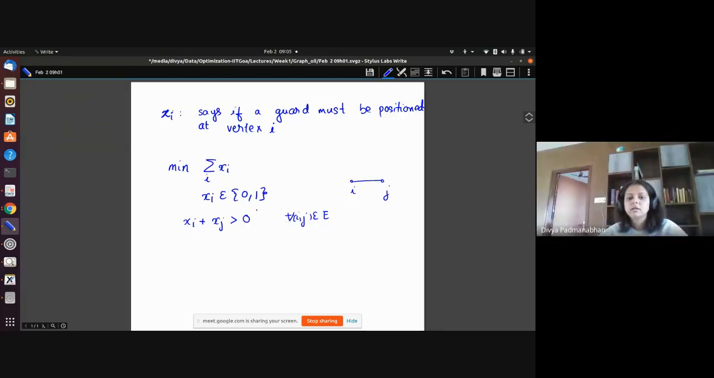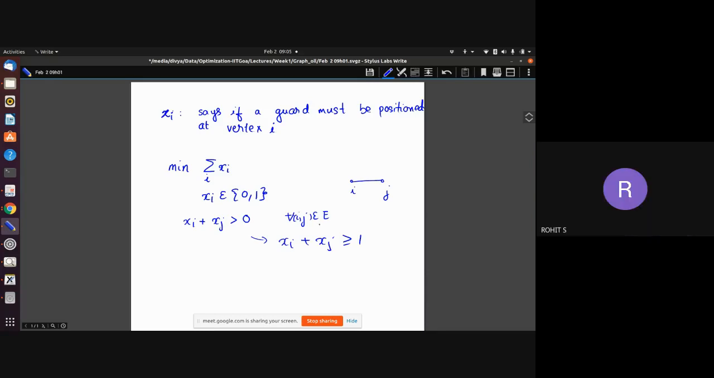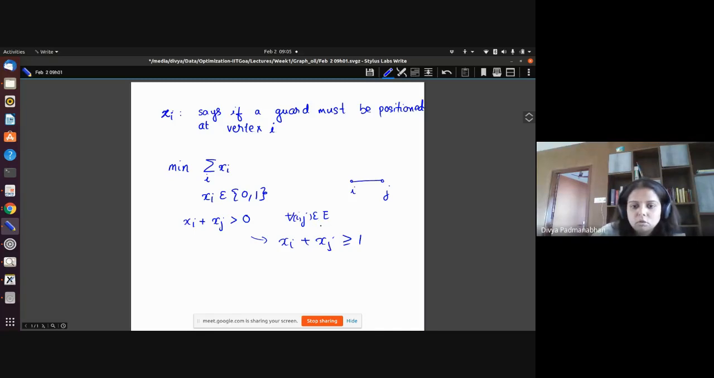Yeah, this is actually exactly what it is. If you put greater than or equal to 0, then you would just put all xi's as 0, and that would be the optimal. So it is xi plus xj greater than 0, or you could also say xi plus xj greater than or equal to 1. It's the same thing. Is this clear to you all how this has come? Yes, ma'am. Okay, so you take every edge, and at least one of them should have a value of xi equal to 1, and that's what this is.